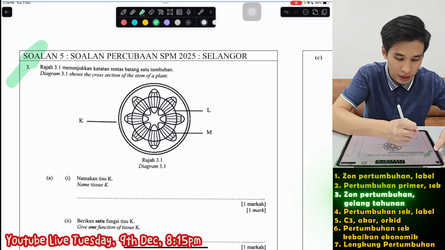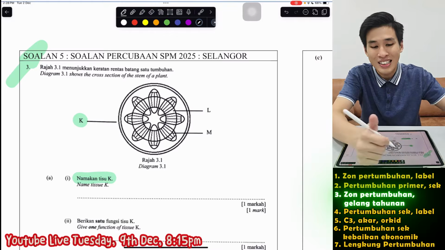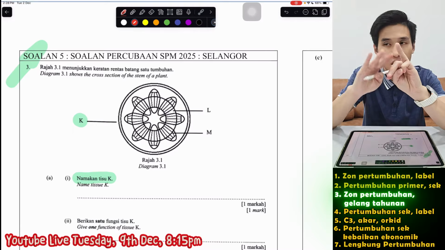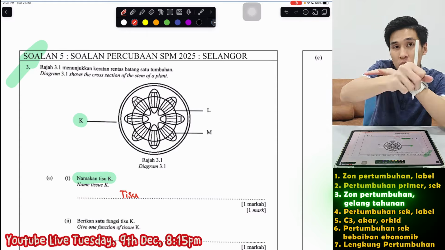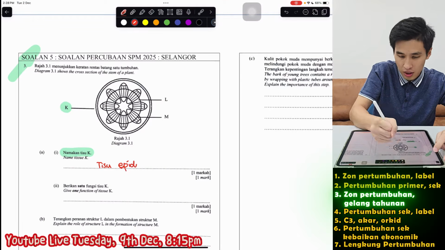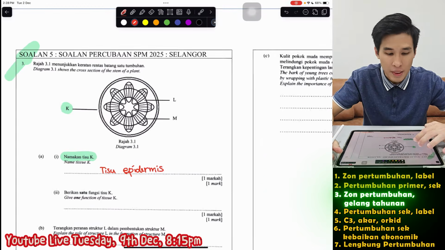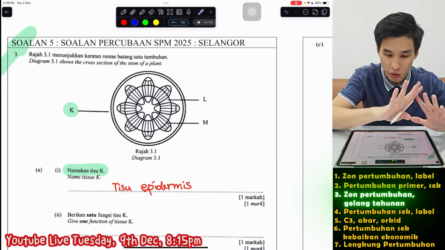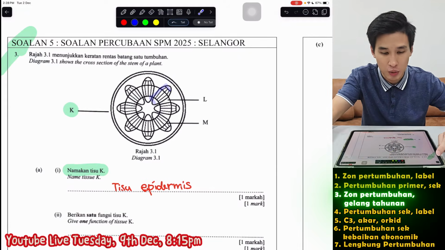Namakan tisu K. Now, if they ask you to namakan tisu K, dalam tumbuhan ada 3 jenis tisu kekal utama: epidermis, vascular, asas. So, if they ask tisu, this is the kulit punya tisu. It's called tisu epidermis. Okay? But if they just ask you to label K, right, then we just say epidermis. Yeah, don't need to write the tissue.